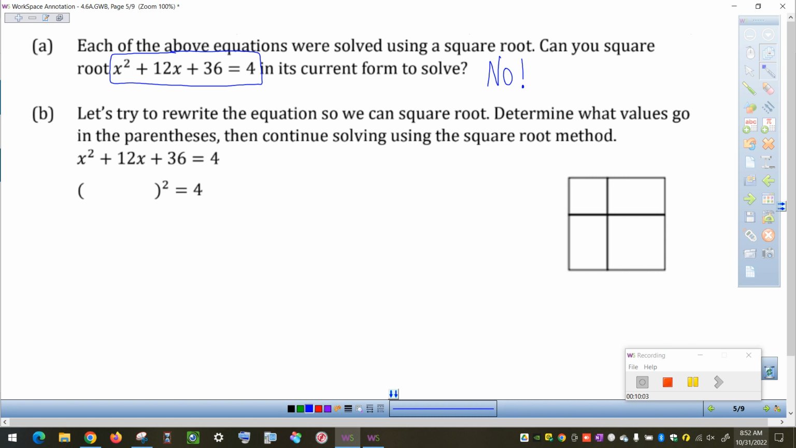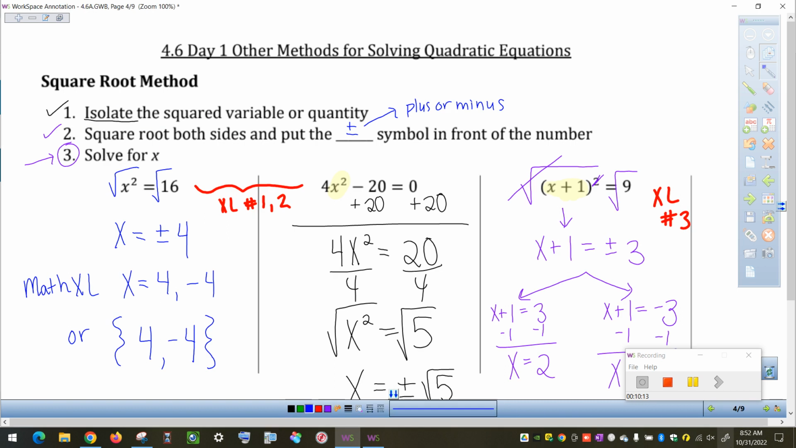And so what we're going to take a look at here in part B is a way that we can rewrite that equation so that we're able to square root it. We're actually going to rewrite it into something that looks like this one, so that we can do the square root of both sides.